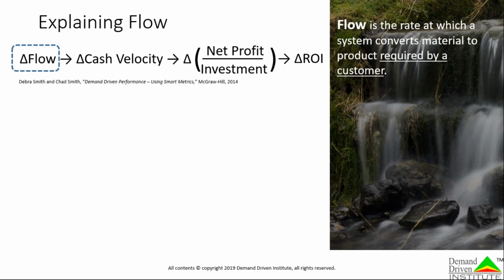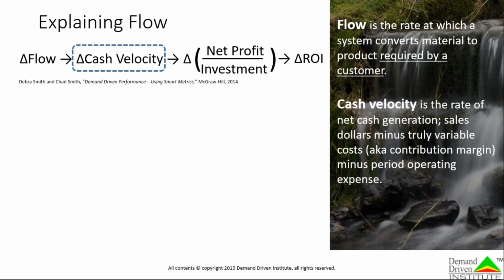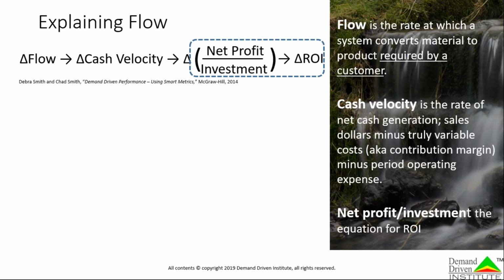The first thing that we want to look at is, what is flow? Flow is the rate at which the system converts material to product required by a customer. Okay, that's a really key qualification. Cash velocity then is the rate of net cash generation. And this is our sales dollars minus our truly variable costs, which is typically called contribution margin, minus our period operating expenses. So a change in flow yields a change in cash velocity, which then yields a change to our return on investment. Of course, net profit over investment is the equation for ROI.